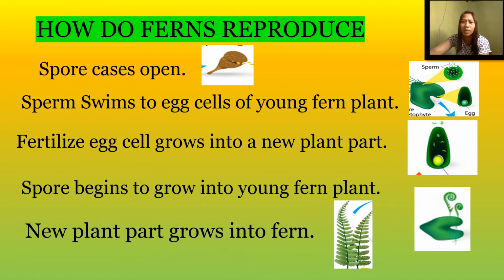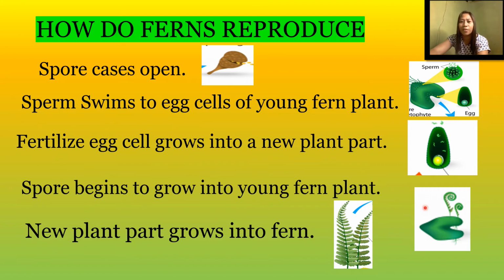And the last one is the new plant part grows into a fern. Okay, so here is the first. The capsule opens, then the sperm swim towards the egg cell, and then of course, when they unite, they form a zygote.